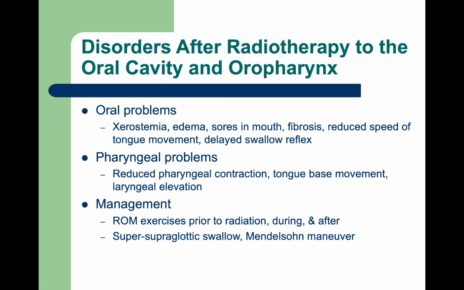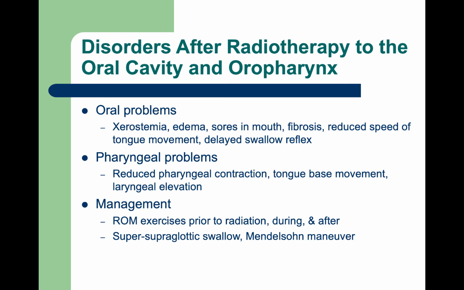Some additional management strategies that we might do is to teach the patient some range of motion exercises. So it's good if you do have one consult session with the client prior to any radiation therapy. You can teach them some range of motion exercises for their jaw, for the tongue, and then also for the larynx. Range of motion exercises for the tongue literally would be opening their mouth, moving right, left, up, and down. This is important because of the restricted range of motion as the muscular tissue tightens after radiation.